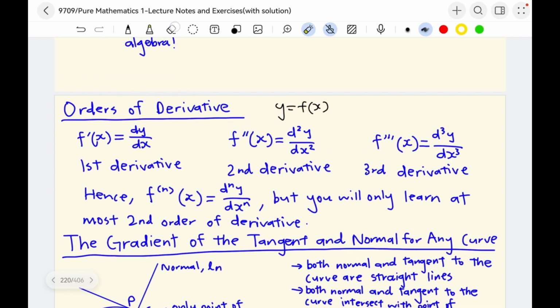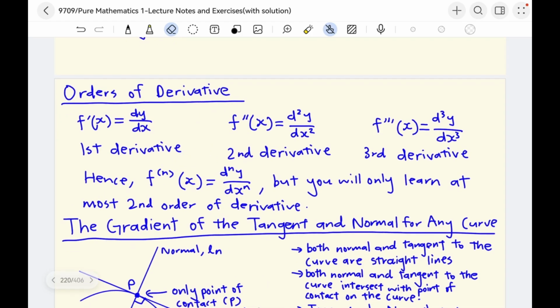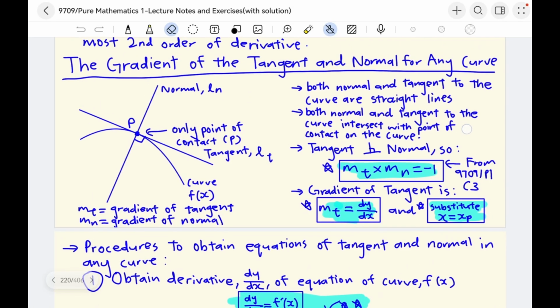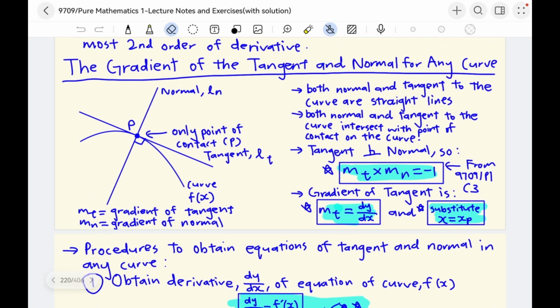So yeah, until now, that's the end of the first subtopic. Let's go to the second subtopic, sorry. Alright guys, let's move on to the second subtopic, which is the gradient of the tangents and the normal for any curve.